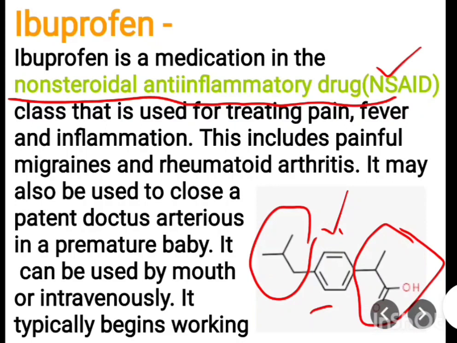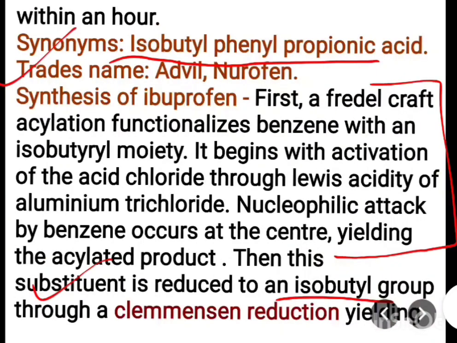This also includes painful migraines and rheumatoid arthritis. It may also be used to close a patent ductus arteriosus in a premature baby. It can be used by mouth and intravenously. That tells about the consumption of ibuprofen. Okay, it typically begins working within an hour. Synonyms: isobutyl phenyl propionic acid. Trade names: Advil, Neurofen.